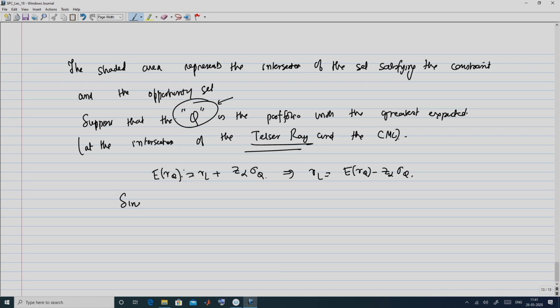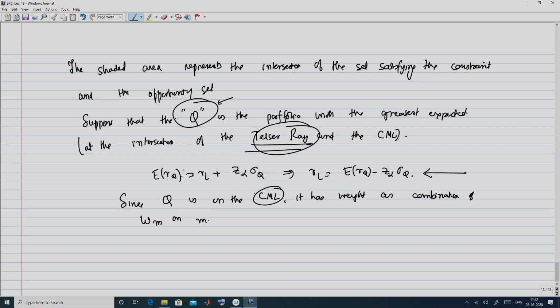Now, also remember that Q not only lies on the Telser ray, which is why this condition is satisfied, but also since Q is on the CML, it has weights as a combination of Wm on M. Remember that any portfolio in the CML can be obtained as a combination of the market portfolio. So, let us say that the weight of the market portfolio is Wm and 1 minus Wm on the risk free asset.